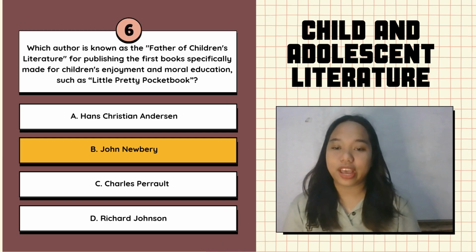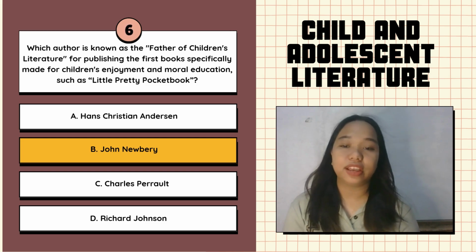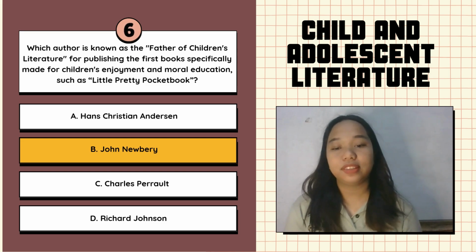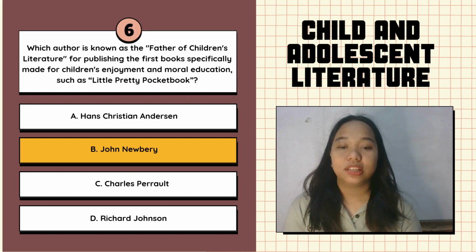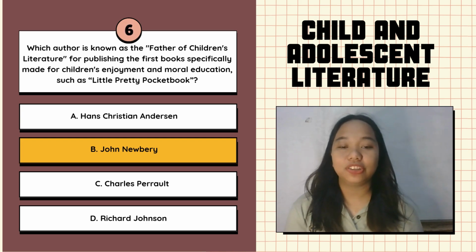So letter A is incorrect because Hans Christian Andersen was a legendary fairy tale writer but came later. For letter C, Charles Perrault is incorrect because he just adapted fairy tales for publication but didn't focus on moral education. And for letter D, Richard Johnson is also incorrect because he was involved in children's books but did not have the same cultural impact as Newbery.